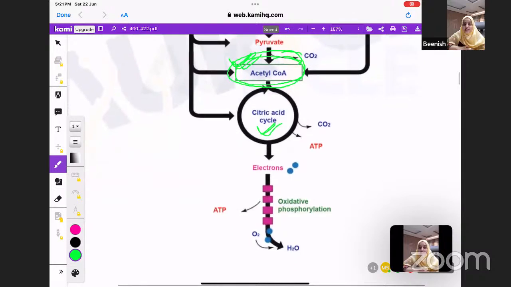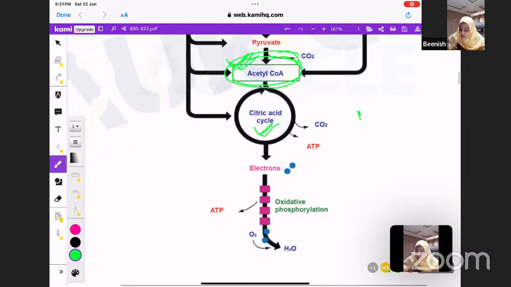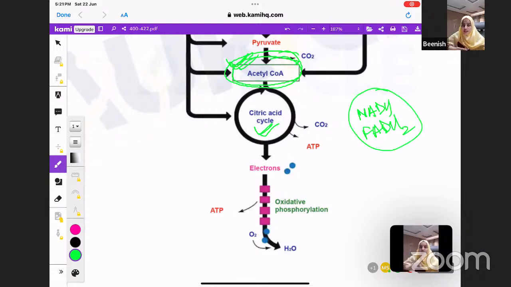Now this acetyl-CoA is going to enter the TCA cycle, the citric acid cycle. Now what happens? In this, NADH and FADH2 are generated. So reducing equivalents are generated, and then these reducing equivalents enter the electron transport chain. They give their electrons to the various complexes. Oxidative phosphorylation takes place. The final acceptor of electrons is oxygen, which gets reduced to water.